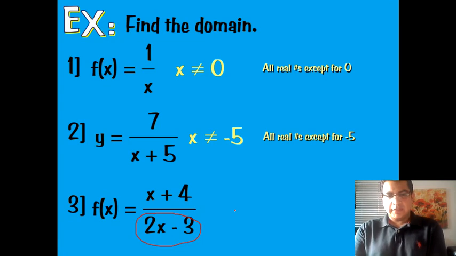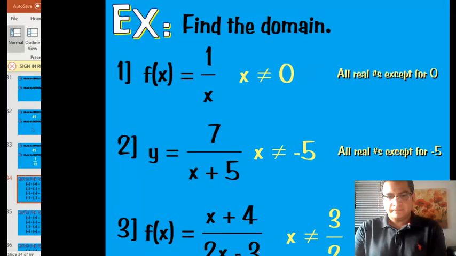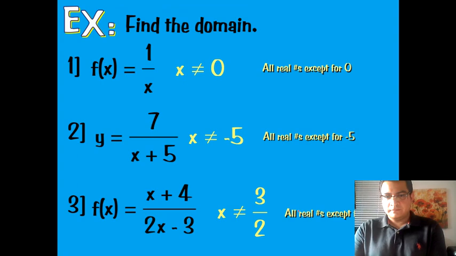So for x, and whatever x is, you say it's not equal. Like here, you can see the answer. The answer is going to be 3/2. So x cannot equal 3/2, and the domain is all real numbers except for 3/2.